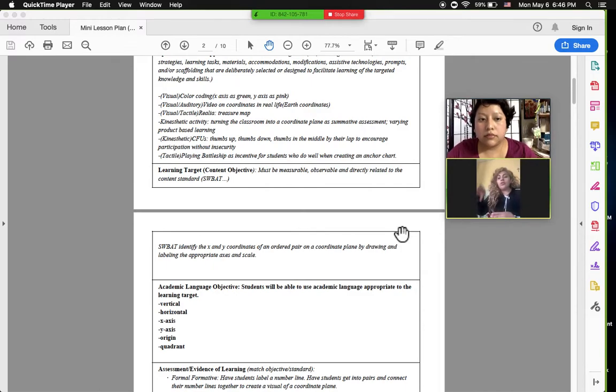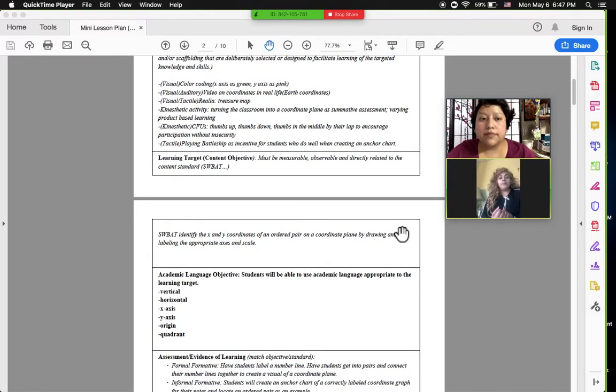So each quadrant had a team. There were 4 teams because there are 4 quadrants, and each student had to get really involved, and each one of them had a part because they all had to pick a point. So that was pretty cool to see. Another kinesthetic is the check for understanding, either thumbs up, thumbs down, thumbs in the middle, by their lap, to encourage participation without insecurities. And as I said again, playing battleship as an incentive for students who do well when creating an anchor chart.